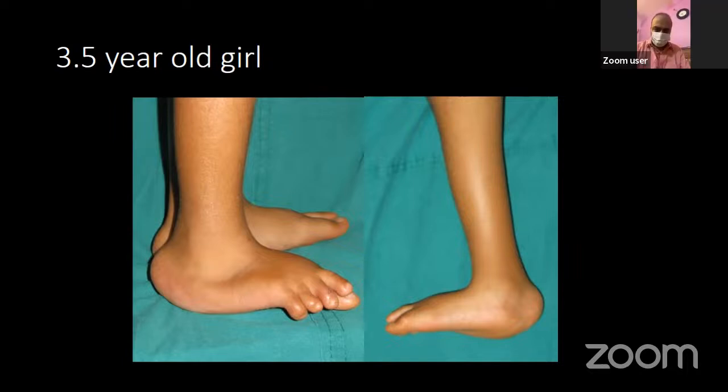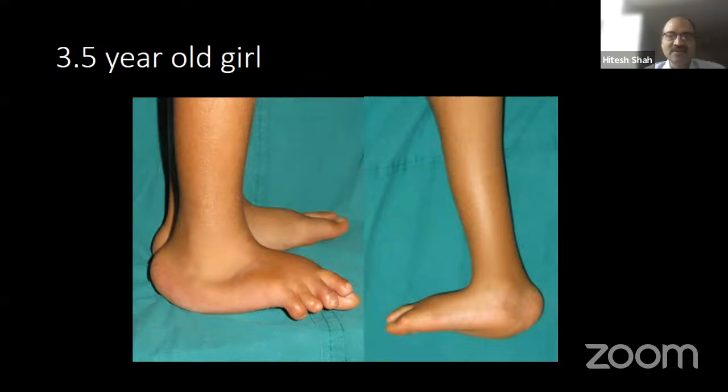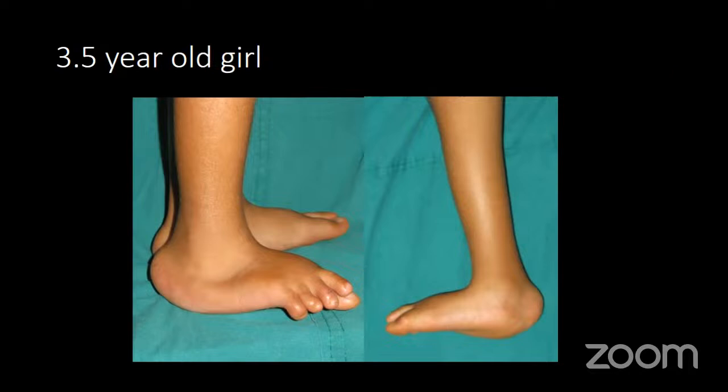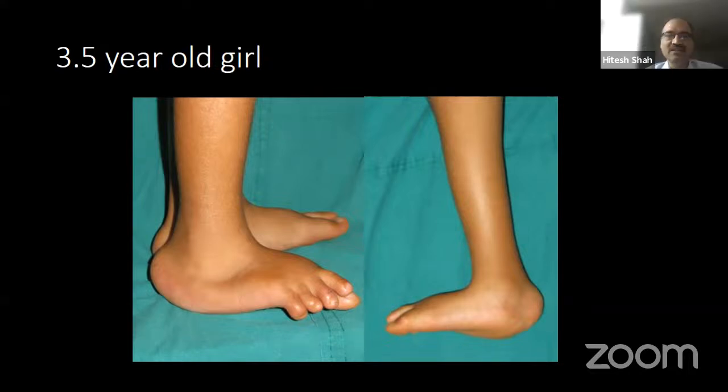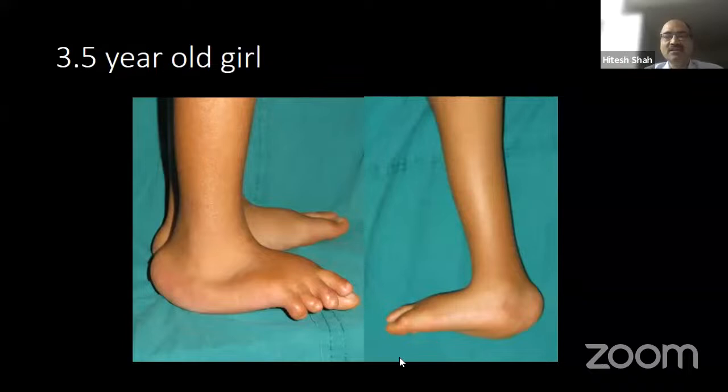It looks like a rocker bottom foot, sir. Okay, good. What Dr. John has said is that you need to see the hindfoot and the forefoot, and what you see is the depression on the lateral aspect. So it is a congenital vertical talus. That is the synonym: congenital vertical talus or the rocker bottom foot.